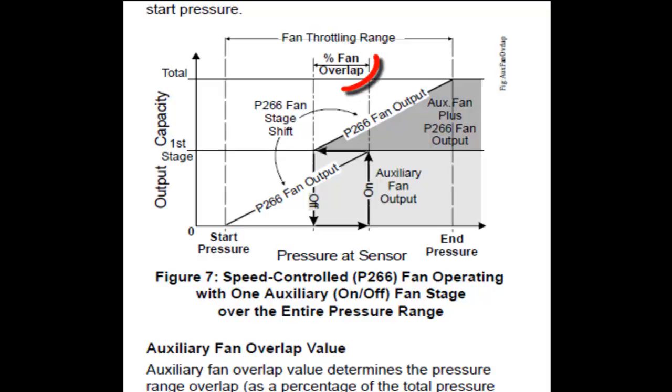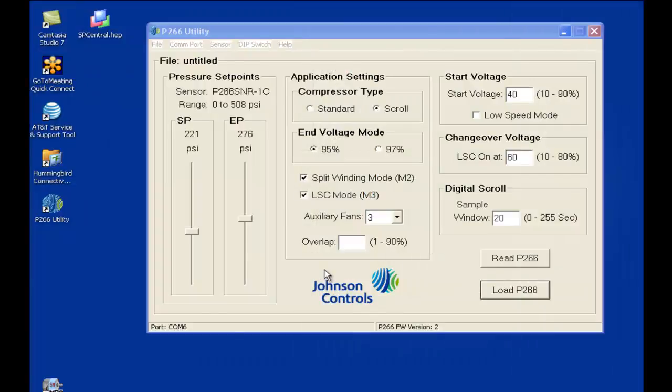If you are using auxiliary fans in your application, you will also need to set the overlap value for the application. The auxiliary fan overlap value determines the pressure range overlap as a percentage of the total pressure range between the fan stages as controlled by the P266 control. The fan overlap value is equal for all auxiliary fan stages set up on the control. If you increase the overlap value, it will decrease the on and off cycling rate of the auxiliary fans. This also increases the pressure differential between the auxiliary fan stages. Practical experience suggests that this setting should be in the 30 to 40% range. I'm going to select 35%.